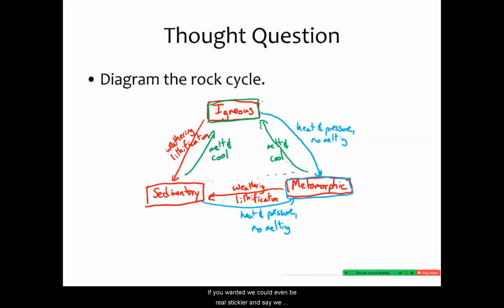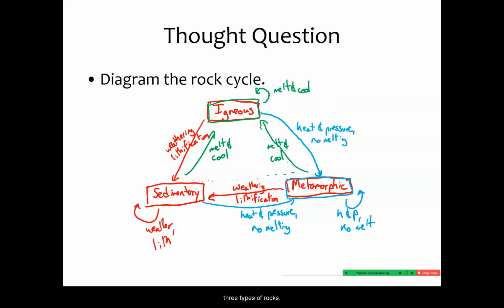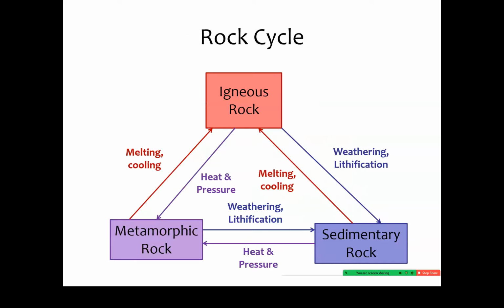And if we wanted, we could even be a real stickler and say we could turn igneous rocks into others as well. And we could do the same thing with each of these. The diagram might look complicated, but really it's just three types of rocks. Each one can turn into any of the other ones. And there's only one overall process that does it for any type of rock. Sedimentary rocks come from weathering and lithification. Igneous rocks from melting and recooling. Metamorphic rocks from heat and pressure, no melting. Here's that diagram written out in a much more readable way for you if you'd like to study from that.